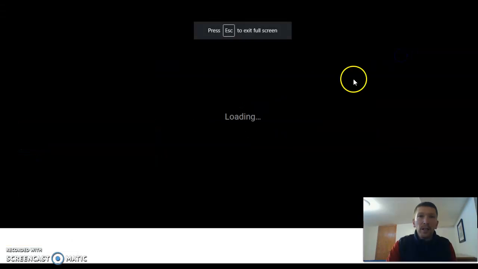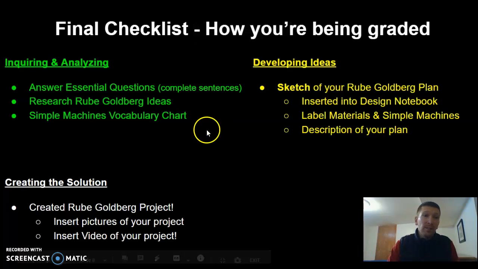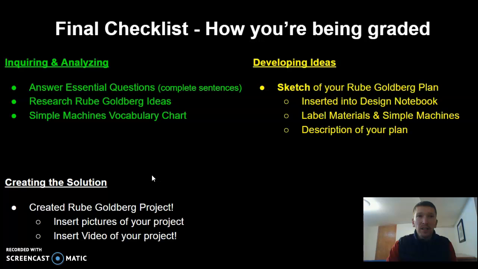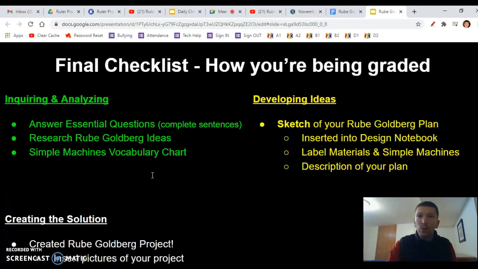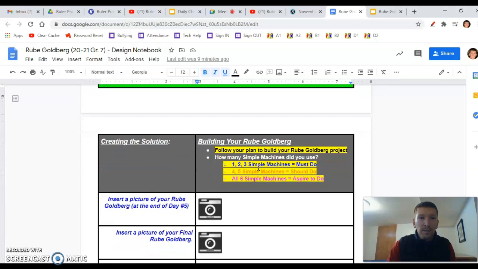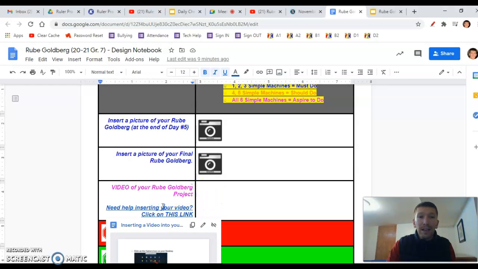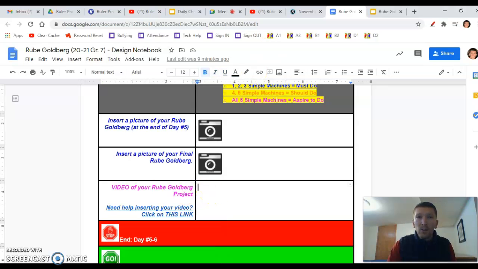The third grade is creating the solution, which is the main activity that we're doing, where you're actually building it. For this, it's creating your Rube Goldberg project. Hopefully you all did this at home and took pictures of the progress that you made, and it would be great to see a video of your Rube Goldberg actually working from start to finish. To see that, you'll see creating the solution, and right here you should have a picture after day 1 or the halfway point, a picture of your final project, and then a video of your Rube Goldberg project. This link here will explain how to insert a video into the design notebook.